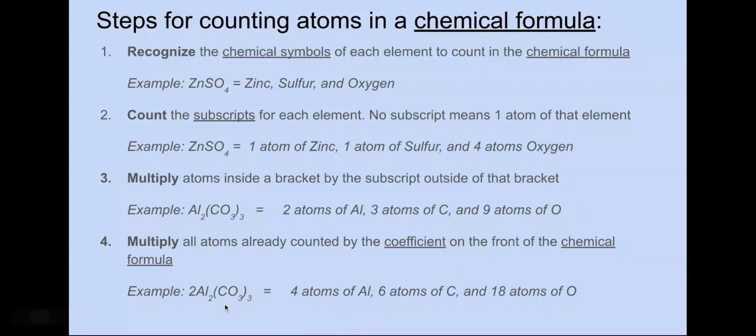Now, it says the answer here for this one, but see if you can figure it out. There's a coefficient, there's some parentheses, there are some subscripts. See if you can explain why there are 4, 6, and 18 of each of these here.